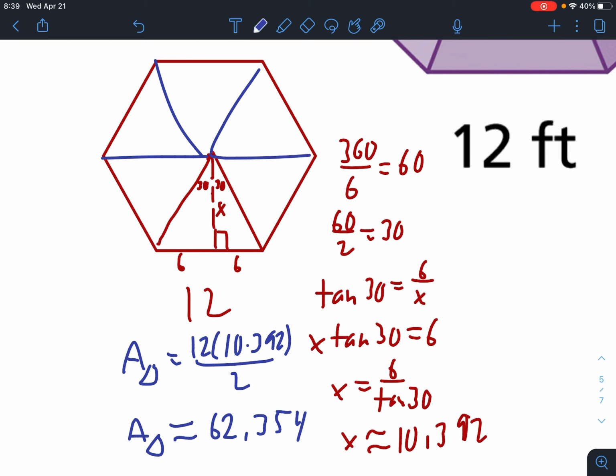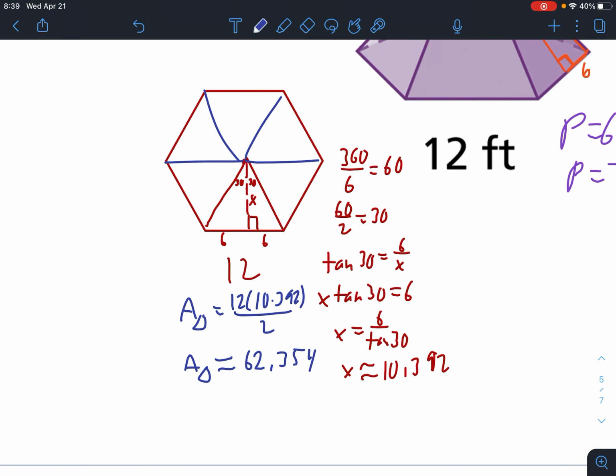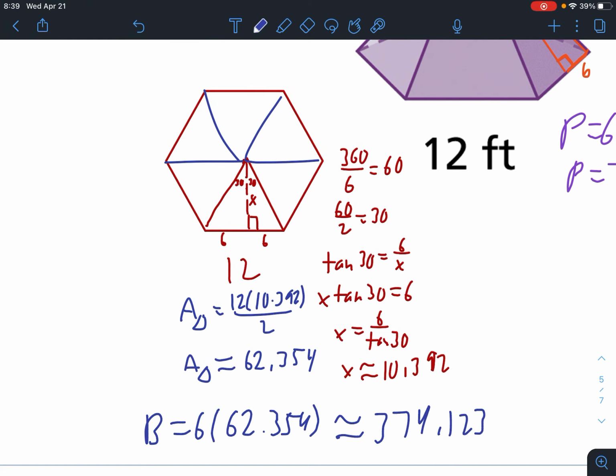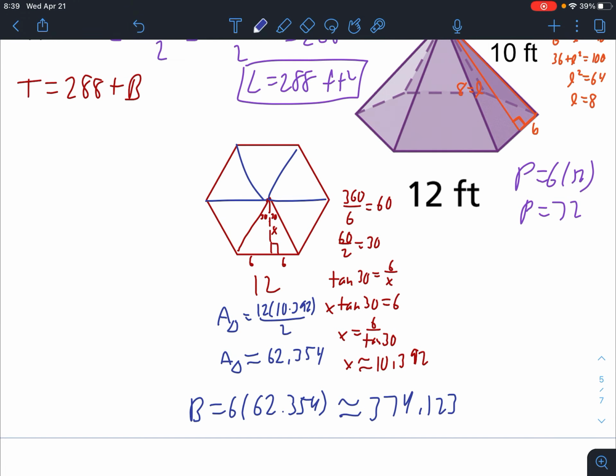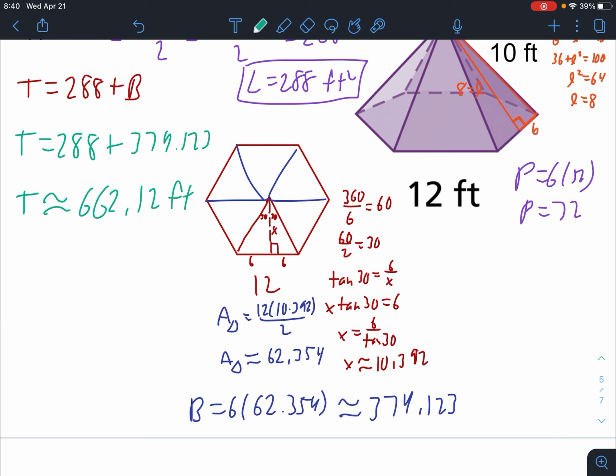And the answer to that is 6. So to get our total area of the base, we're going to do 6 times 62.354. And the area of our base is 374.123. So then finally, 288 plus 374.123, our total surface area is 662.12 square feet.